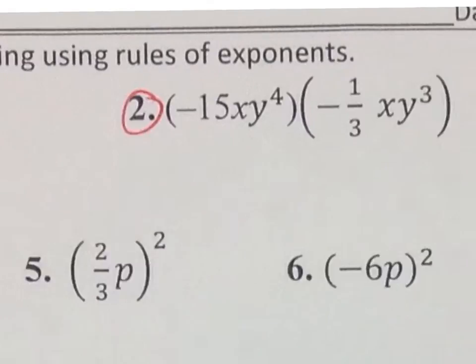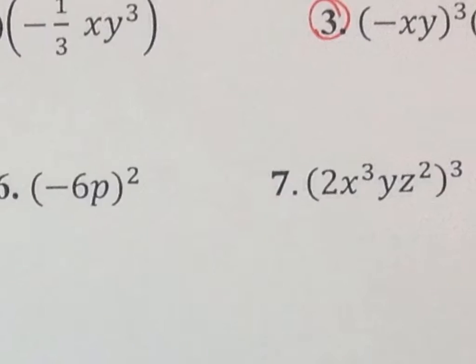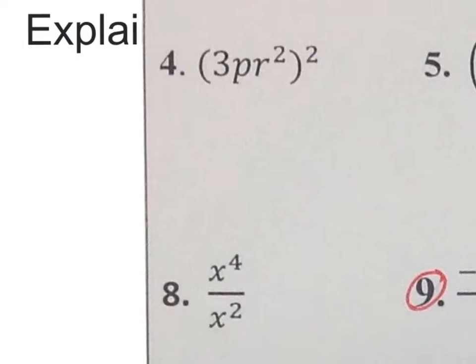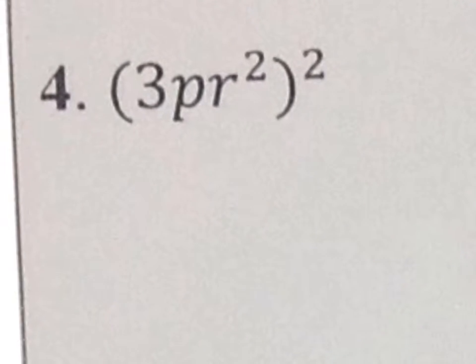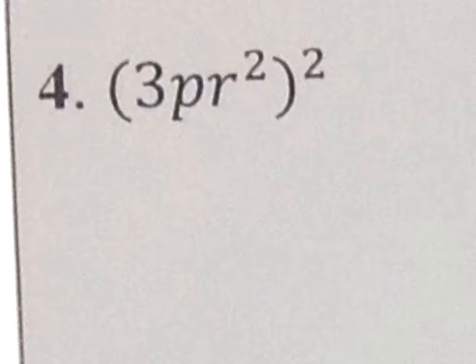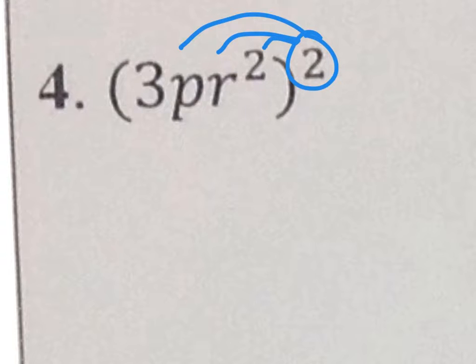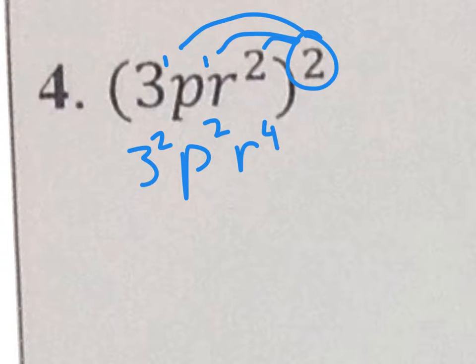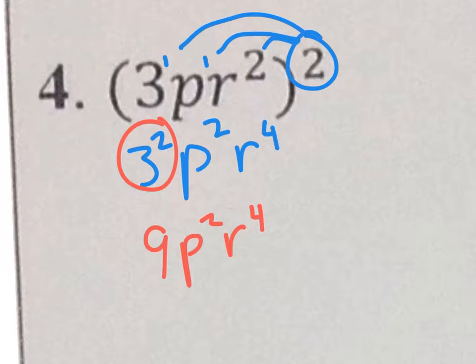Moving on to number 4. So on this guy, distribute to each and every exponent. So there's a 1, and there's a 2 right there. So you're really going to have 3 squared p squared r to the 4th. And of course, the 3 squared is 9. 9p squared r to the 4th is your final answer.